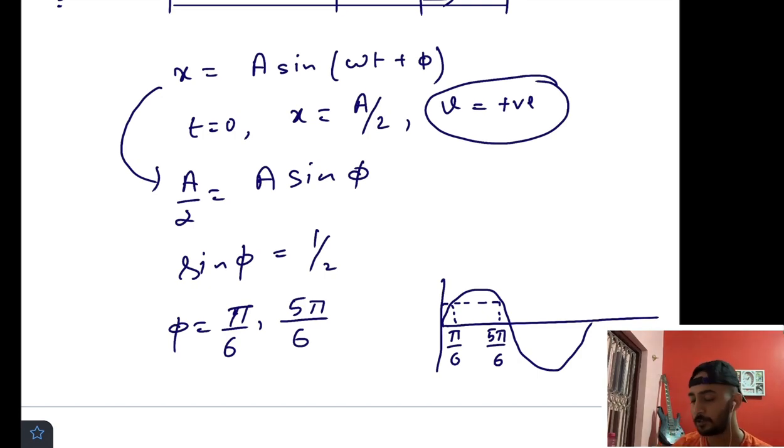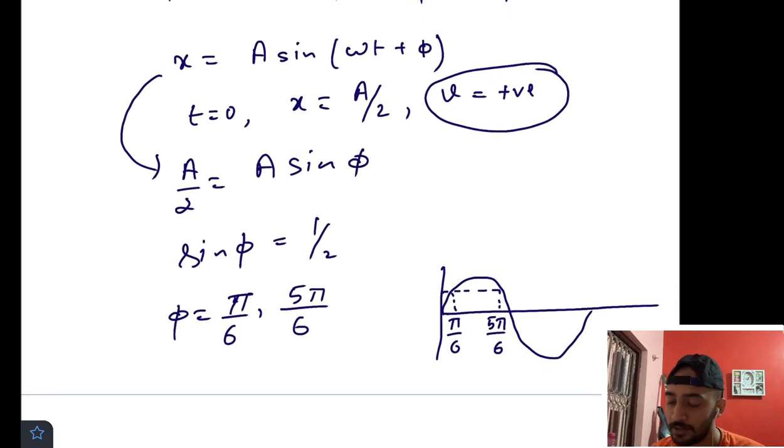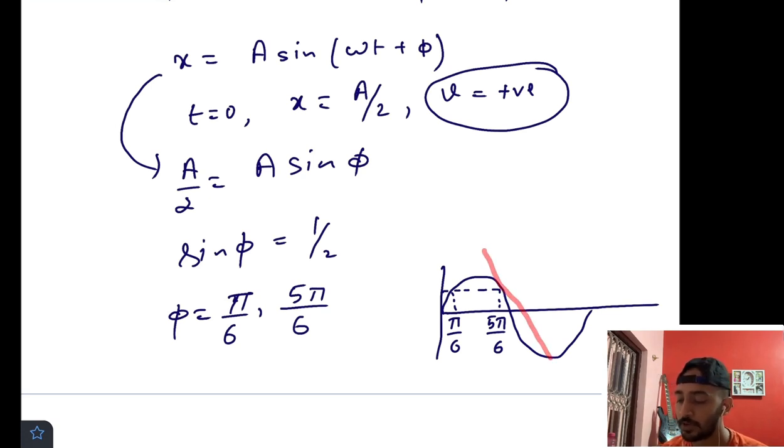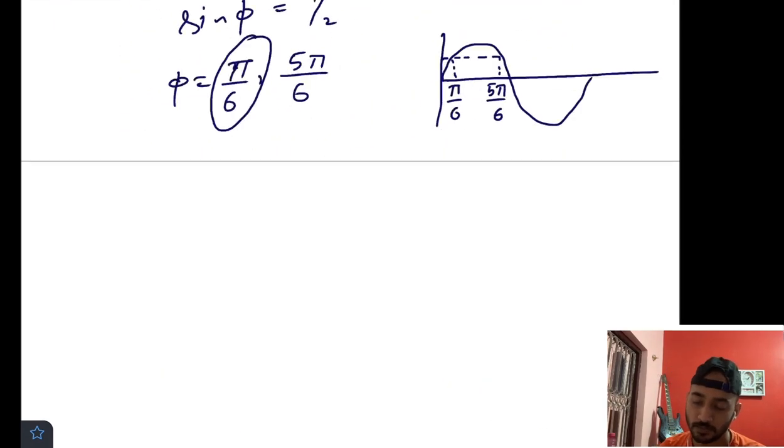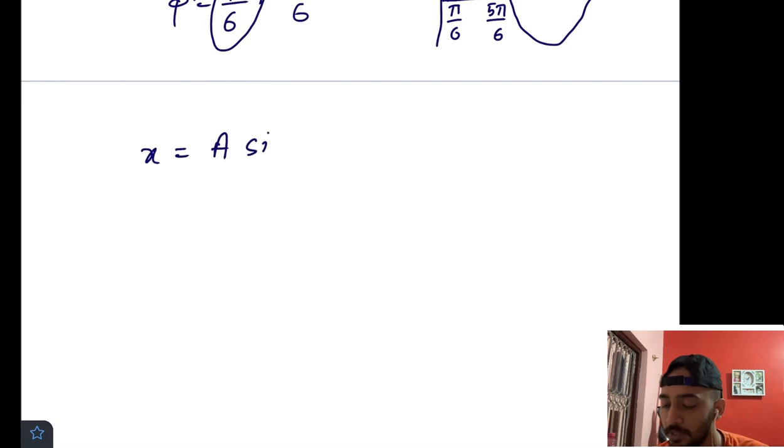As you can see, the velocity is in the positive direction, and basically for getting velocity you just need to see the slope of this graph. At pi by 6 the slope is positive, and at phi equals 5 pi by 6 the slope is negative. The slope of this graph represents the velocity, and velocity is positive here, and at pi by 6 the slope is positive, so the final answer will be pi by 6. So out of all the infinite solutions, our final solution would look something like this.